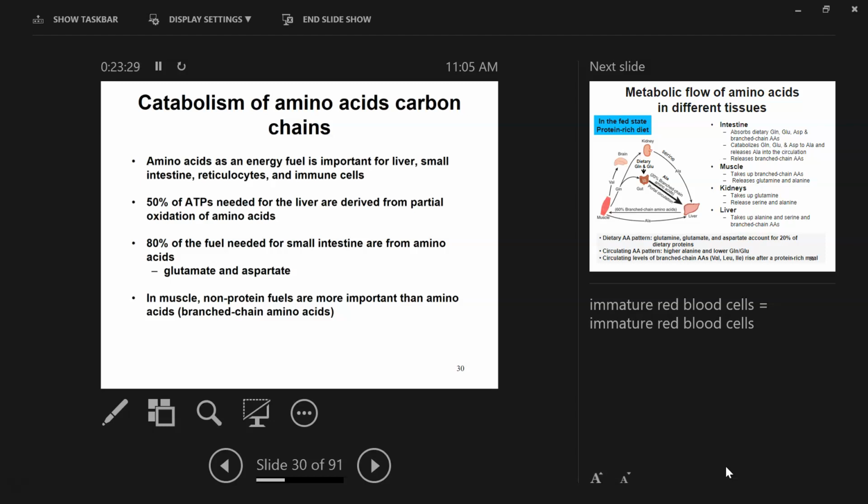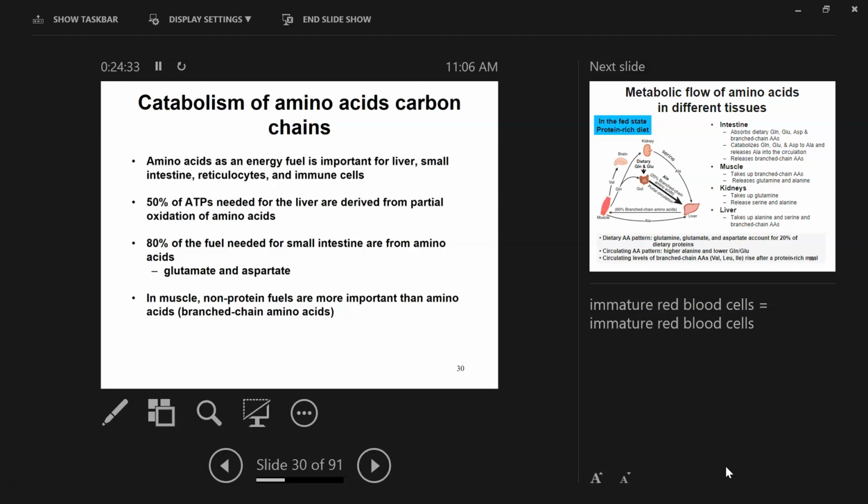Unlike other tissues like the brain or red blood cells, which mostly use glucose or ketone bodies for energy, amino acids are important energy fuels for the liver, small intestine, and immune cells, right? 50% of the ATP needed for the liver actually comes from partial oxidation of amino acids, from alpha keto acid, which is initially metabolized from amino acids. And in the small intestine, actually 80% of energy fuels are from amino acids, particularly glutamate and aspartate, right?